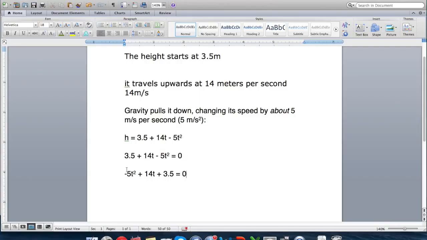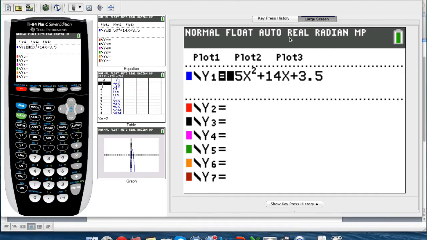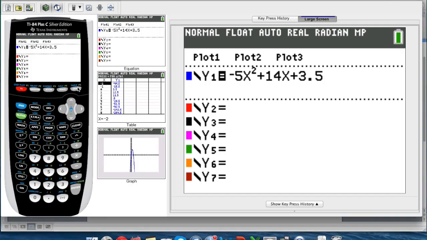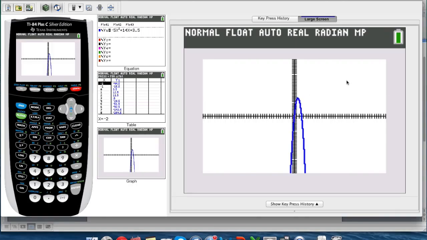If you want to figure out when the banana peel hits the ground, you gotta make the height 0. So what I did is I put the equation in the graphing calculator, and I am going to graph it right now to see the parabola. Okay. Boom. And this is the parabola right here. The y-axis represents the height, and the x-axis represents the time taken.